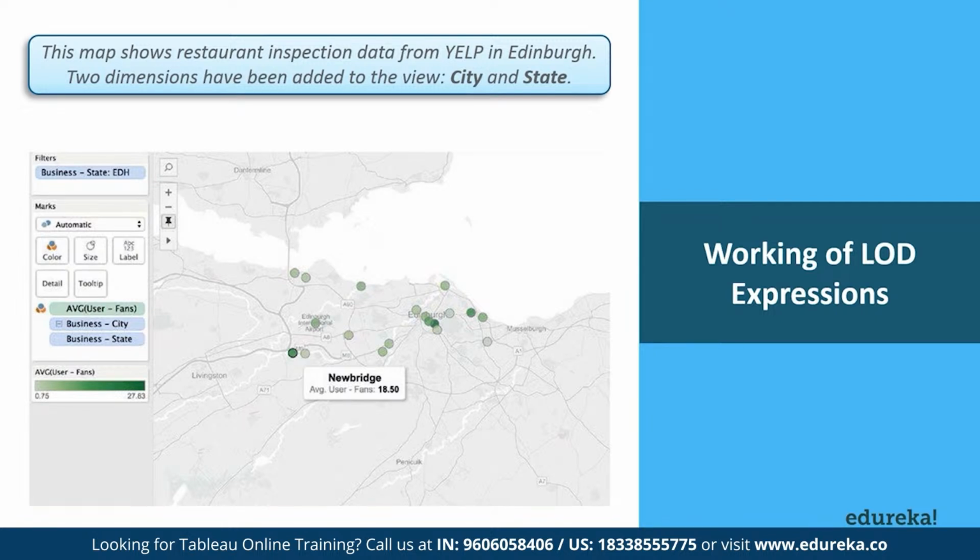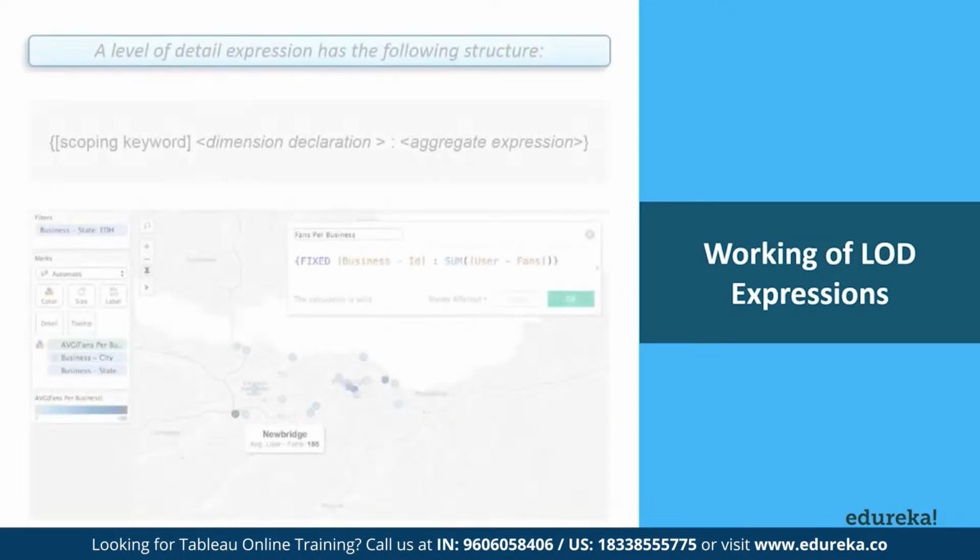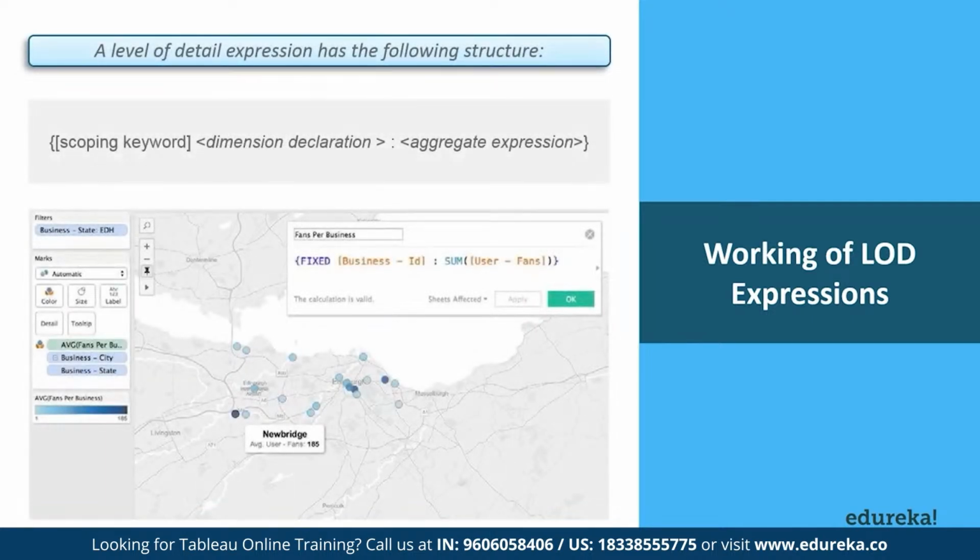But what if we don't want the visualization to change? What if we want to determine the total use of fans for each business ID and average those values for each city and finally show only one circle per city? What we want to see is the average number of fans per restaurant in each city. Now, this will require adding an additional dimension to the view without dragging that dimension into the visualization. A level of detail expression will allow us to do this.